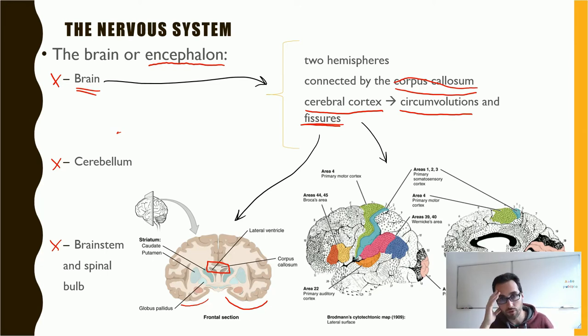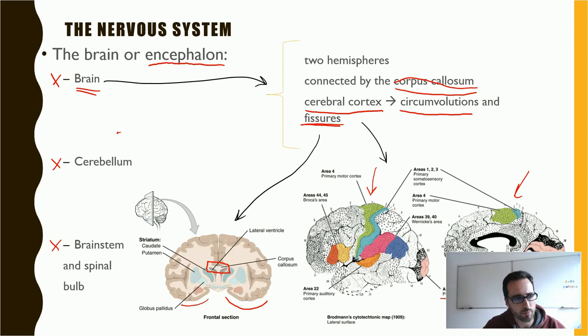I mean, the evolution of the brain of the human being. Okay, so these folds are quite important just to increase the surface of the brain cortex. Okay, so in these images that I leave you, we've got the different areas of the brain cortex. And every one of these areas is involved in different functions.